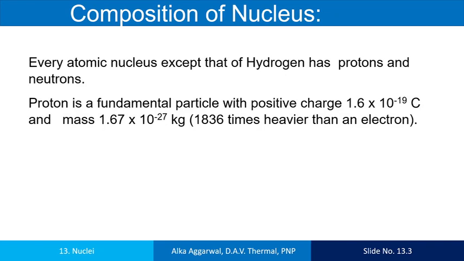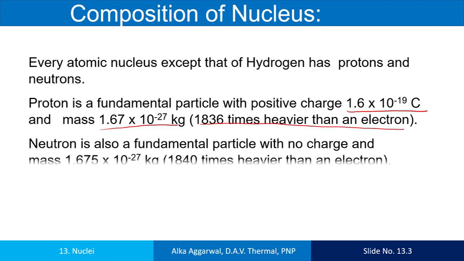Proton is a fundamental particle and its positive charge is equal to the charge of the electron, that is 1.6 into 10 to the power minus 19 coulomb. And the mass of the proton is 1.6 into 10 to the power minus 27 kg. It means the proton is roughly 1836 times heavier than the electron.